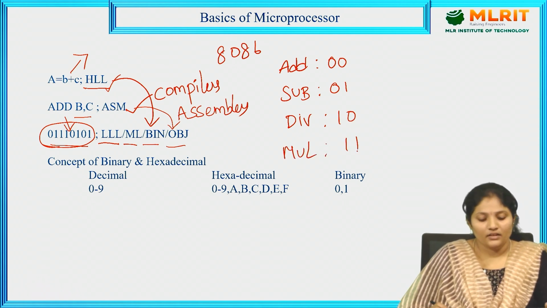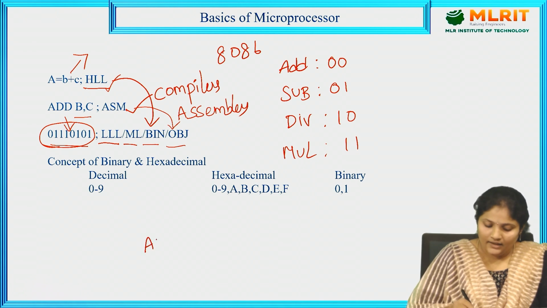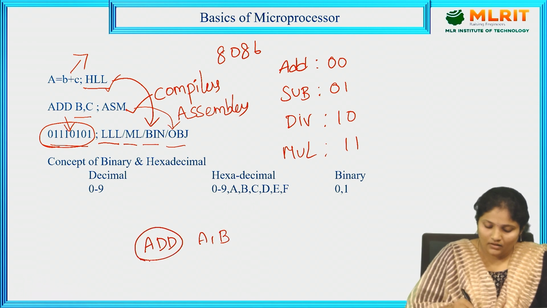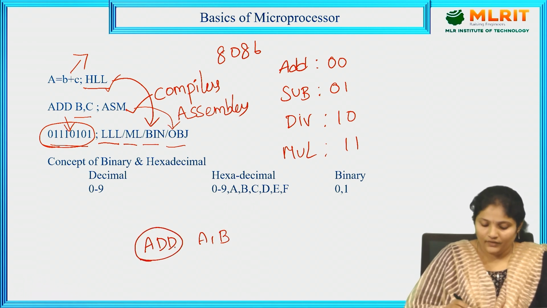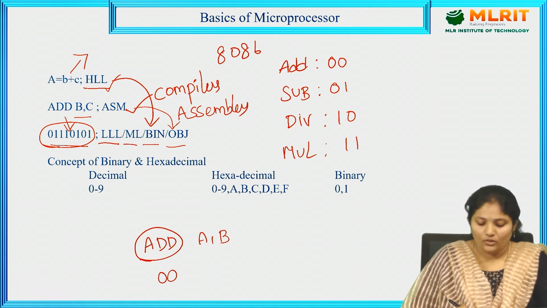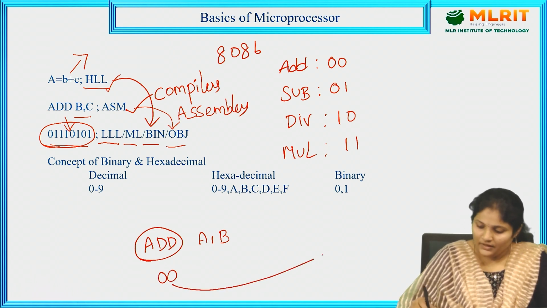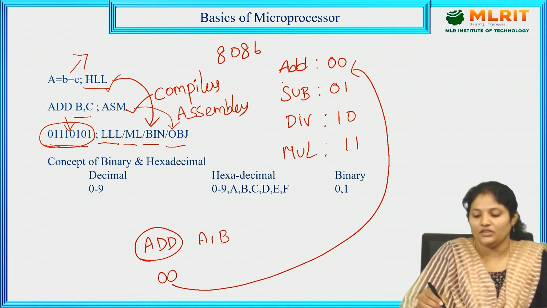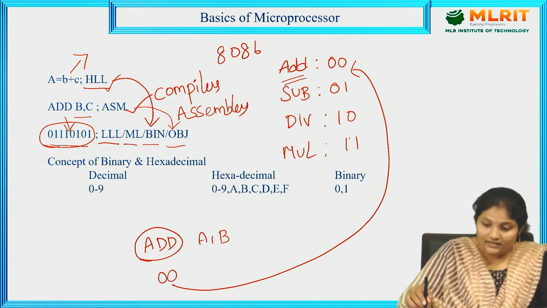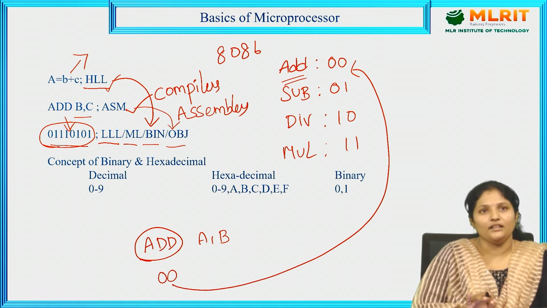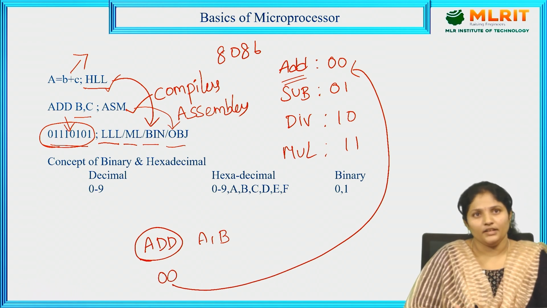So when we write ADD A, B, what does the assembler do? The assembler will convert this to the particular opcodes. If it converts to the opcode 00, the processor goes to this particular table and checks 00. What should it do? Addition operation. So understanding this concept, understanding the opcode, is nothing but the decoding.